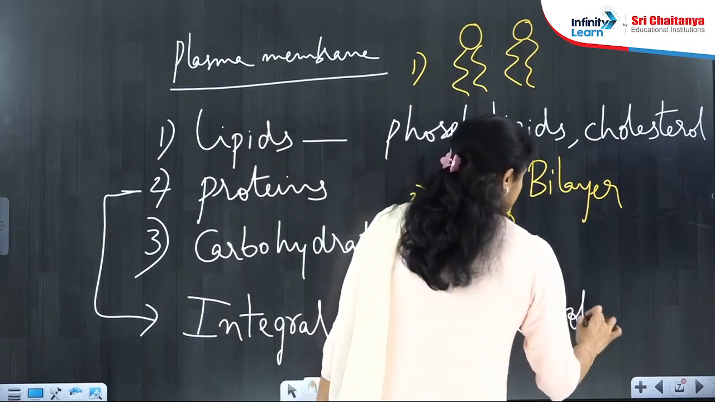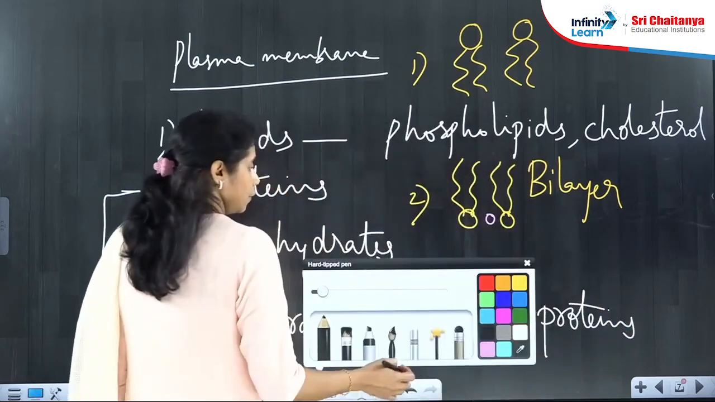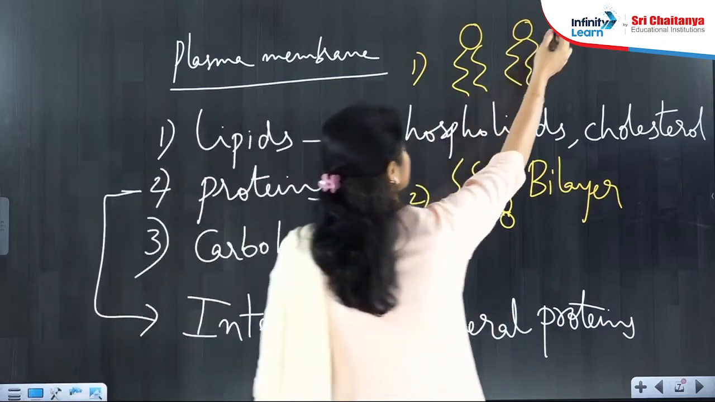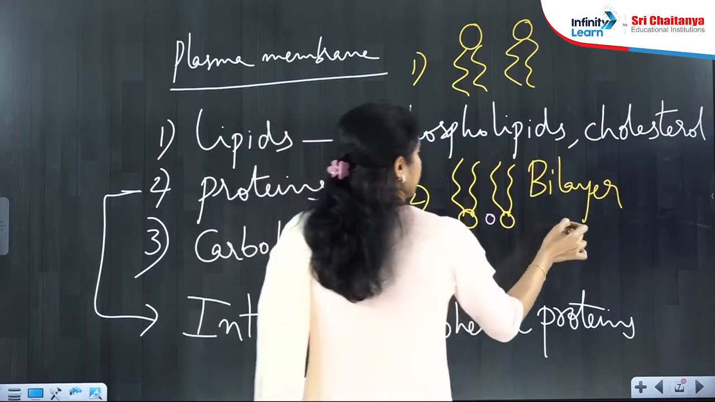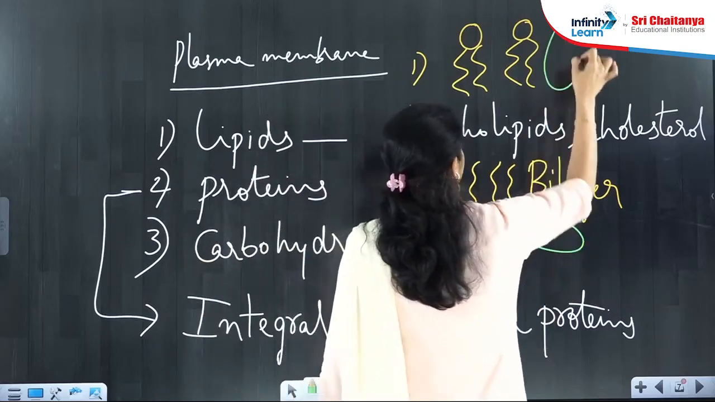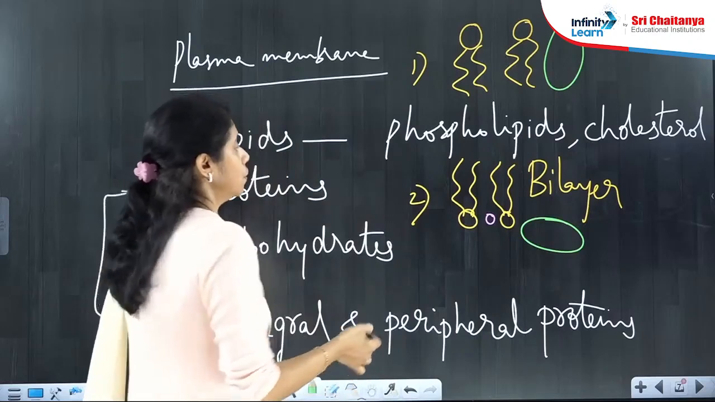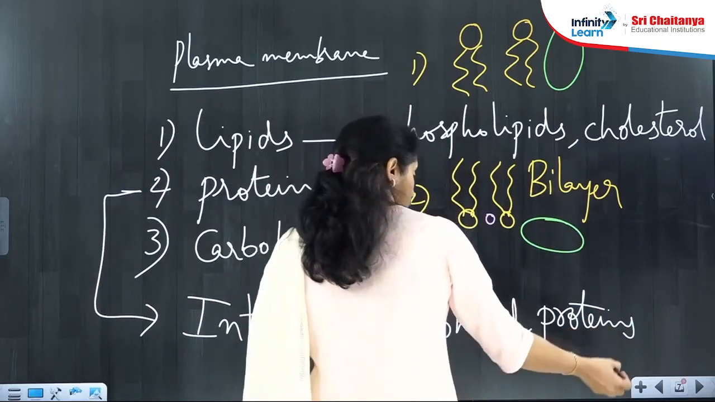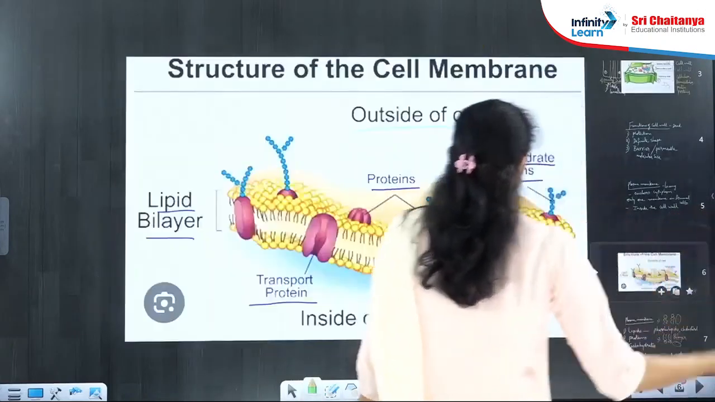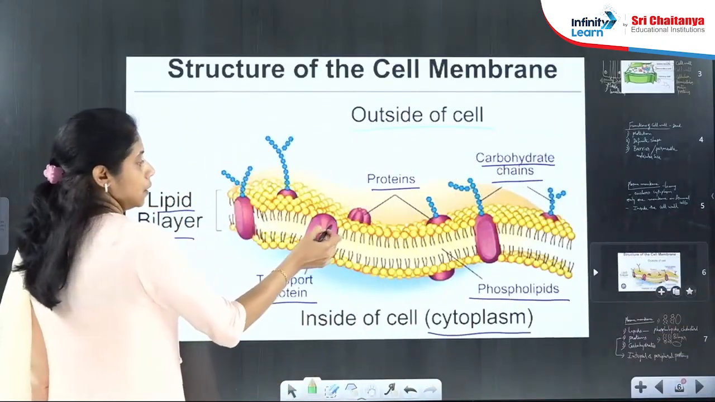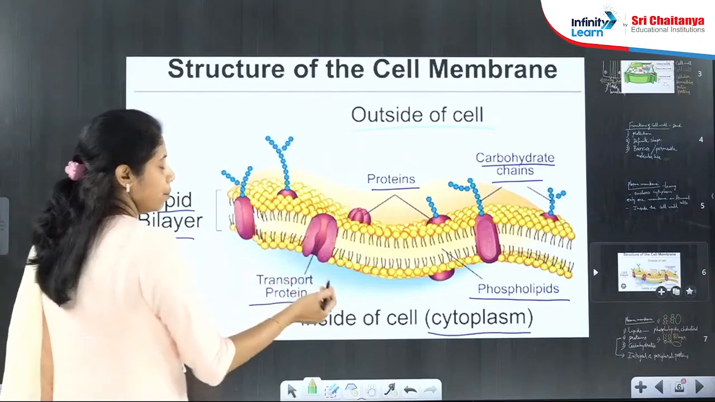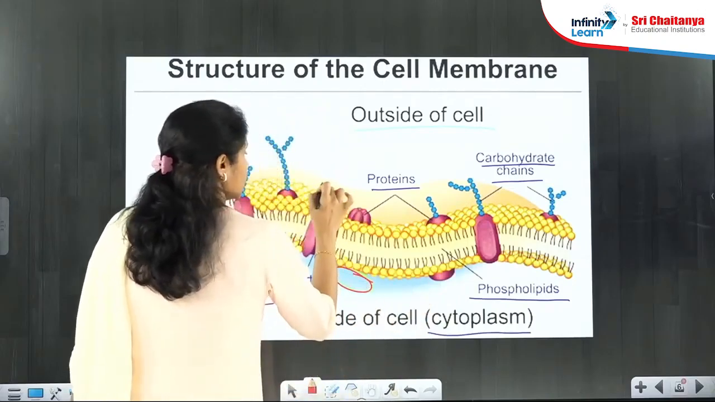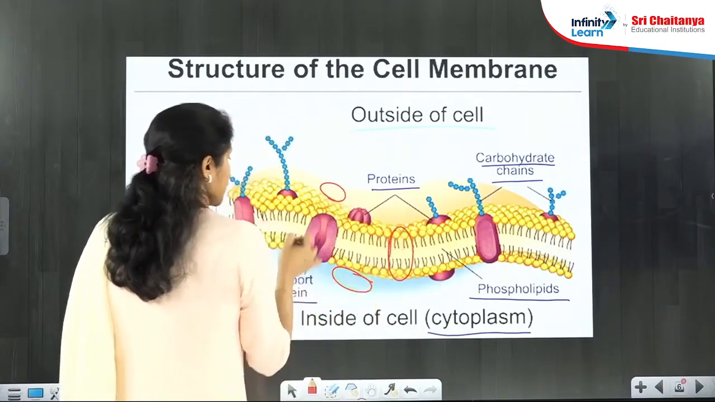Integral and peripheral proteins. All of you can see here in the membrane, if I take outside on this side and inside on this one, here I can write some proteins towards the inside or across the membrane. You can see the previous one in the diagram. This protein is present across the membrane, but some proteins we can write on this side, and some across the membrane like this.